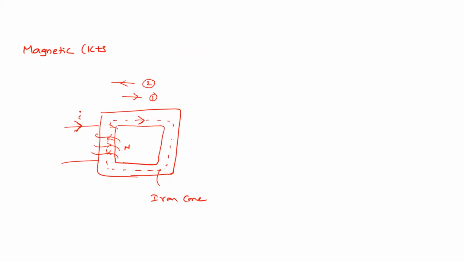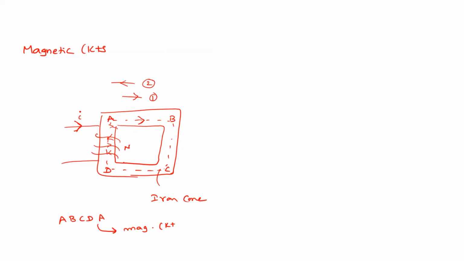Is that clear? You're already aware of these things. So we have this. Let us assume this is A, B, C, D. So this path A, B, C, D, A, what is it known as? This is known as a magnetic circuit. This closed loop path where the flux is flowing is known as a magnetic circuit.